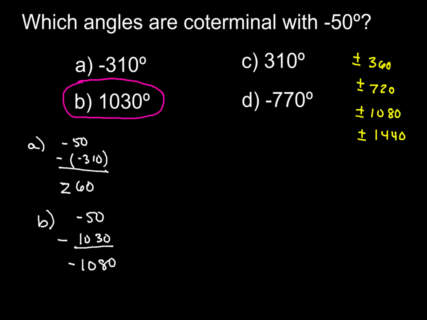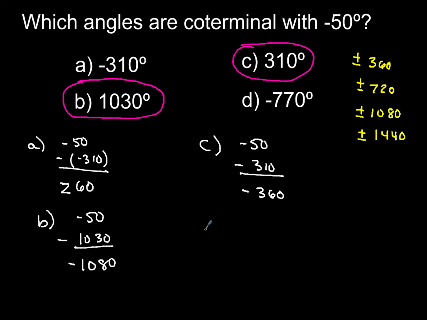Now let's move on to choice C. For choice C, if we have negative 50 and we subtract 310 degrees, if we add that up, we get negative 360. And oh my gosh, look at that! That's pretty easy to see. That's another multiple of 360.